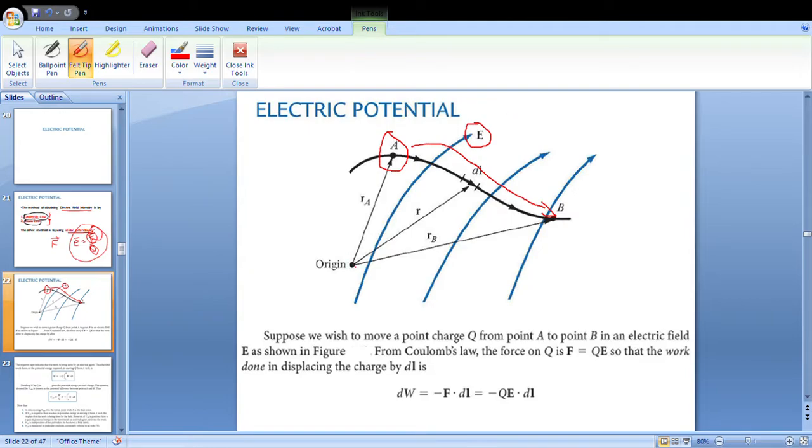Now, this is the origin. In the presence of this electric field, we are trying to move this point charge of some q coulombs from point A to point B, right? So this is the path shown, along which the charge is moving, right? Now, we'll take the path and assume a short differential length as dl, right?